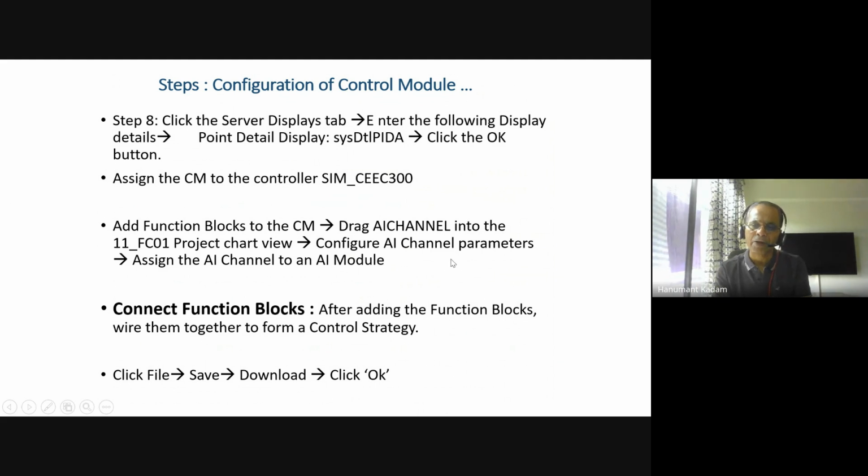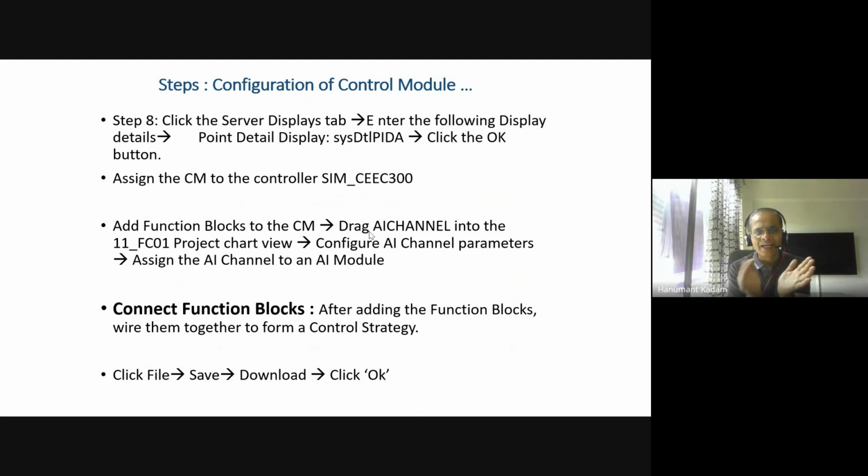Then AI channel parameter. Suppose this is the flow coming from the flow transmitter. So the range, alarms, units, everything, these parameters will be there. So you have to configure and assign this AI channel to the AI module. So this way you are assigning your AI channel, or one of the channels of the AI card, to this control module, that is 11_FCO.